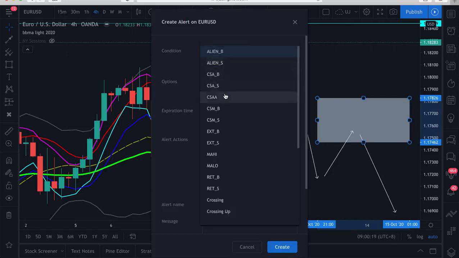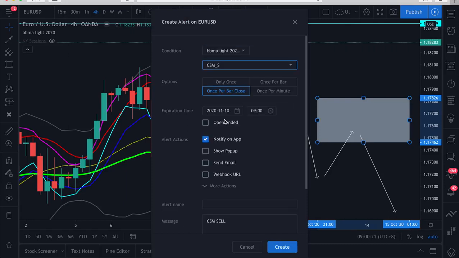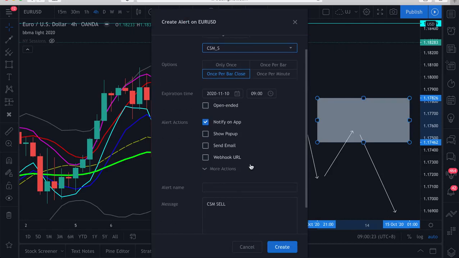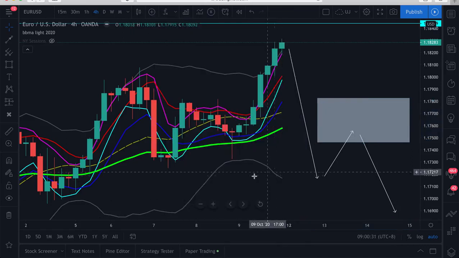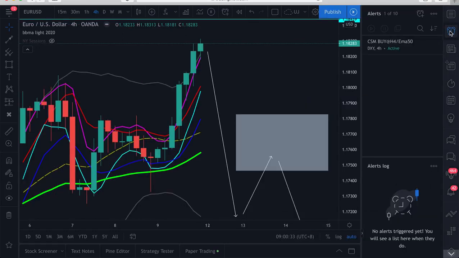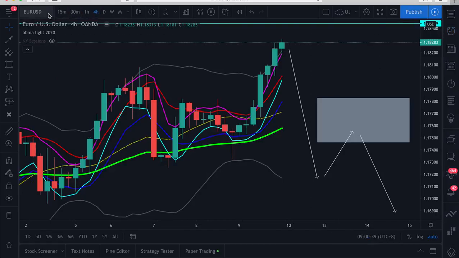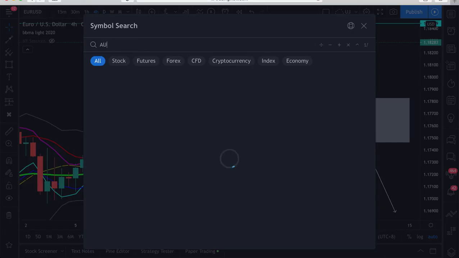So we're going to look for a CSM sell on H4, and we also want to see it close below the EMA 50. So that will be our trade idea for next week. Okay, next pair is AUDUSD.